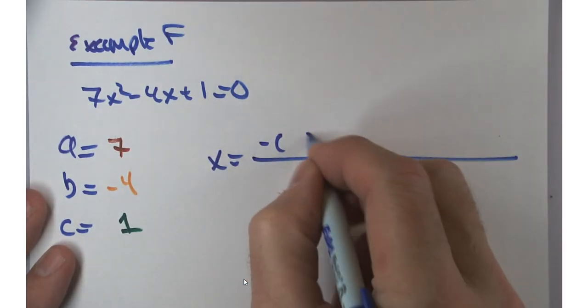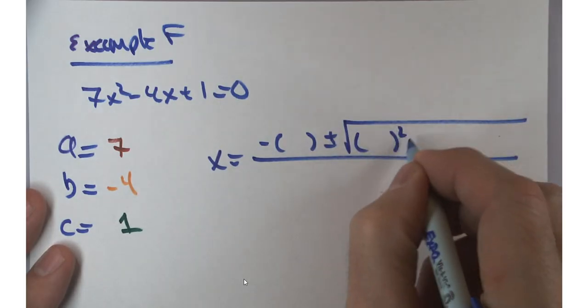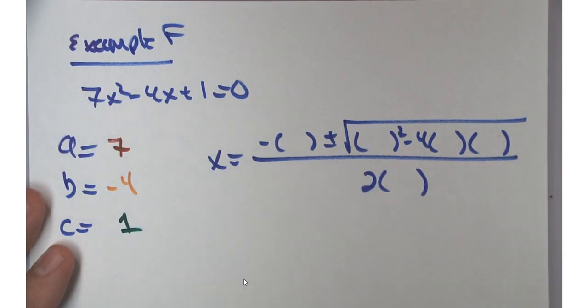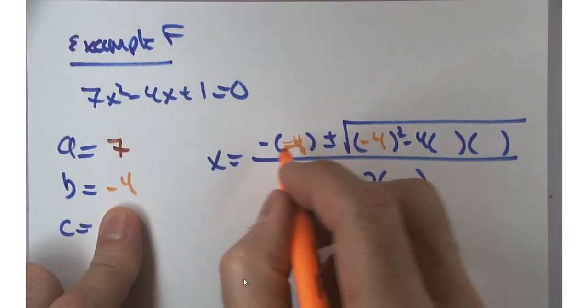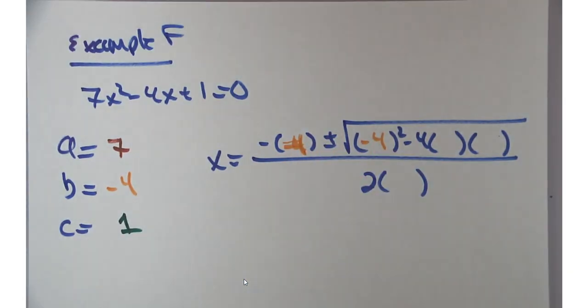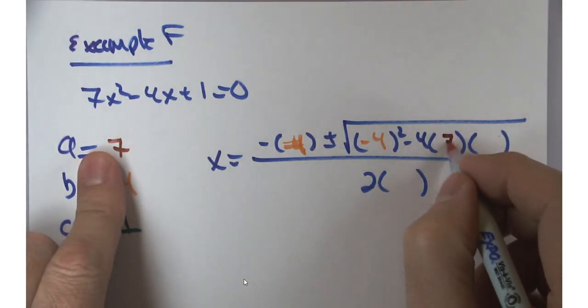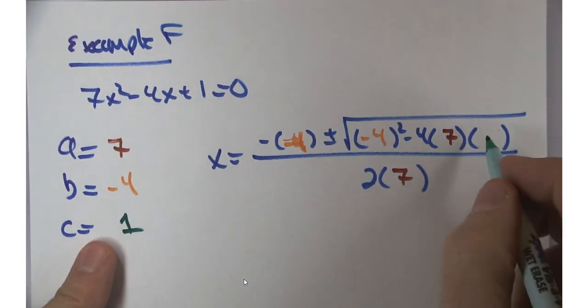Negative, plus or minus, something squared, minus 4 times something, over 2 times something. So it'd be the negative of negative 4, plus or minus the square root of negative 4 squared, minus 4 times a, which is 7, and that a is going to go here and here, times c, which is 1.